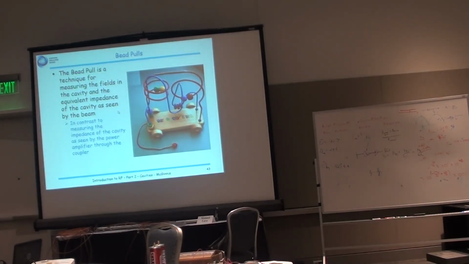So we've talked about Q0, Q spell, omega 0, but we haven't got what R over Q is. So now we'd like to know what R over Q is. And there's no way to do that from the power amplifier, because the power amplifier can't get across that gap. It knows what voltage is at its terminals, but it doesn't know what it is across the gap. So how do you measure that?